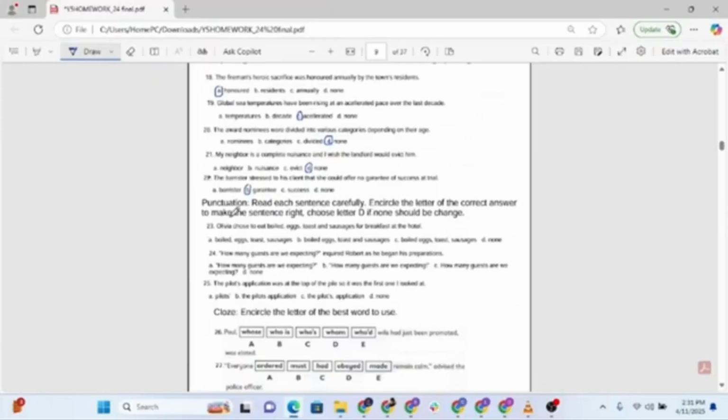Question 23. Olivia chose to eat boiled eggs, toast, and sausages for breakfast at the hotel. The correct answer is option B, boiled eggs, toast, and sausages. Explanation. Treat boiled eggs as one item. The extra comma after boiled is unnecessary, and the final items are correctly joined with and. The phrase becomes boiled eggs, toast, and sausages.